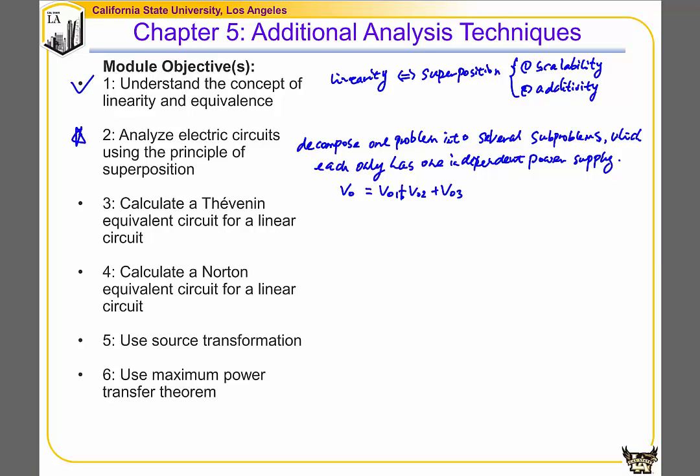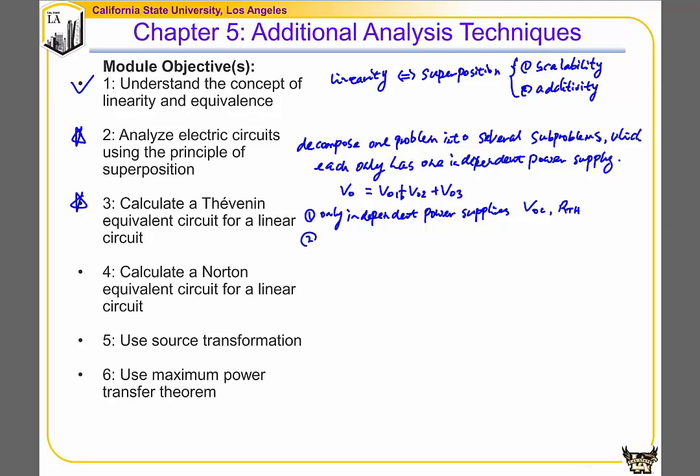The next is to calculate a Thevenin equivalent circuit for a linear circuit. So this will be of a higher requirement. And over here, we learn several different special cases. The first case, where you only have independent power supplies, where you can find VOC first, then find RTH by setting all the power supplies to 0, and then look at the resistance of the resistor network.